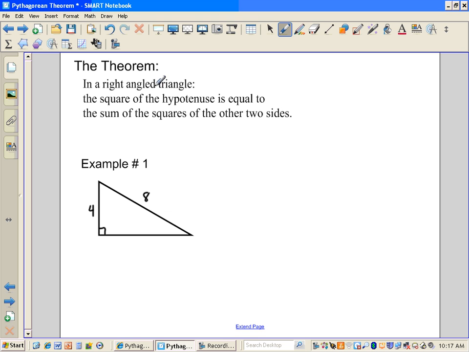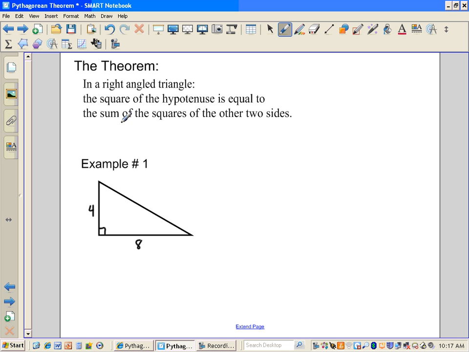The actual theorem itself is stated something like: in a right angled triangle, the square of the hypotenuse, that's the third side, is equal to the sum of the squares of the other two sides. And I put this in the wrong spot. This 8 belongs down here, I'm sorry.